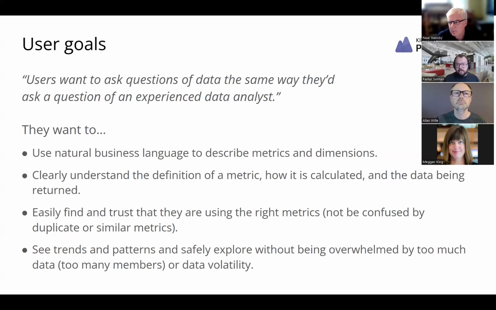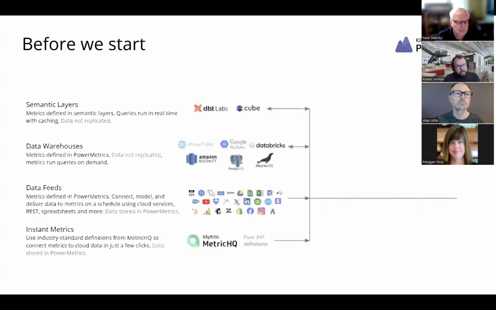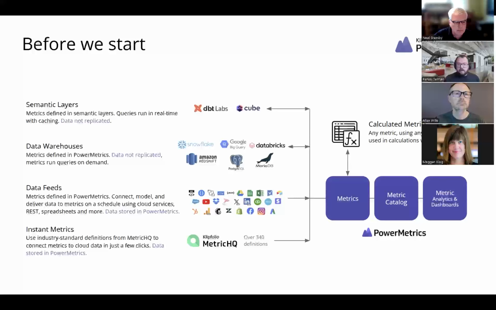So let's talk about how to actually set up your metrics to accomplish these goals. Before we start, though, I think it's important that we break down some of the architecture on the PowerMetrics side so everyone understands at what stage these steps take place. We support metrics across a variety of different sources, including semantic layers. These are metrics that are defined in a semantic layer like dbt or Cube. We run queries in real time and cache the results, and the data is not replicated. So we're not storing it in PowerMetrics, rather just querying it directly and presenting the outputs of those queries.